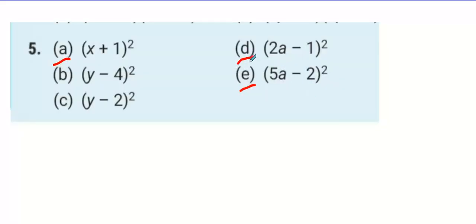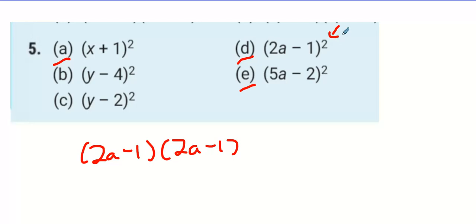Okay, so lads, look at this. I'm going to do part D. I'm going to do 2a minus 1 multiplied by another 2a minus 1. That's what the squared means. It means the same bracket twice. And I do the usual thing.